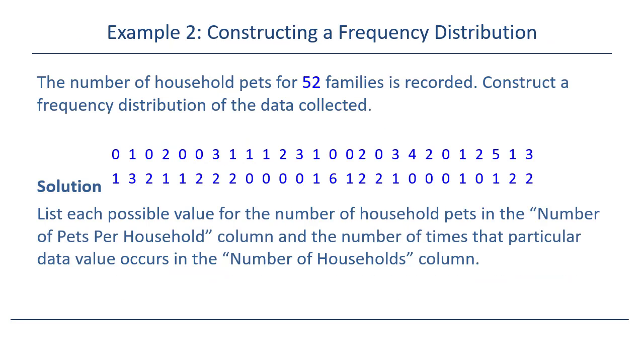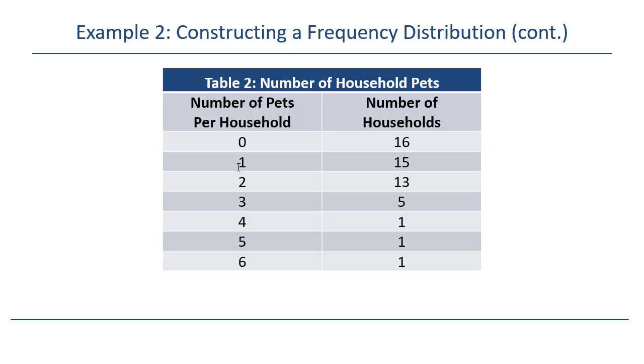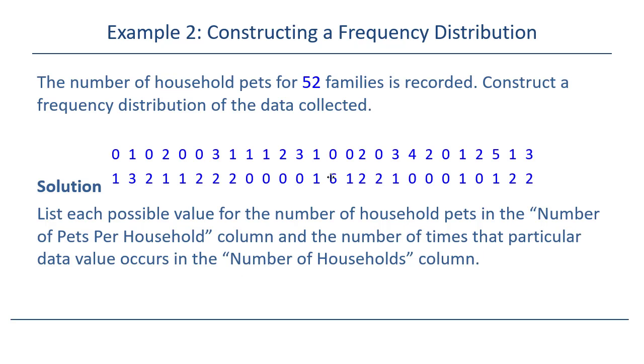Okay, here's another example. They went and asked 52 families how many household pets they have, and then they just wrote down the numbers. So this family had none, this family had 1, right? This family had 2, and so on and so forth. Well, now we can put that data in a nice little table, and we had 0 through 6 as being our answers. If you look through here, you can see a 6, right?